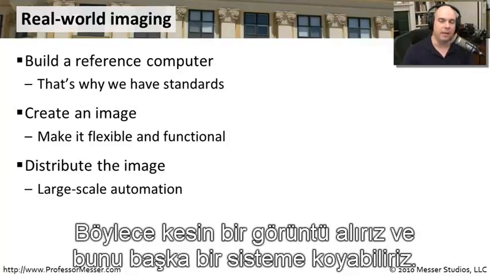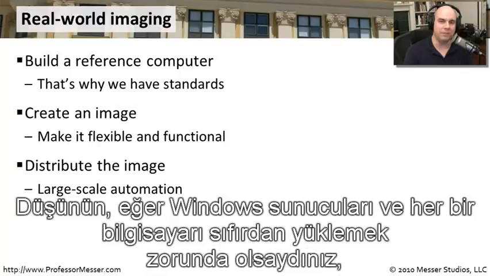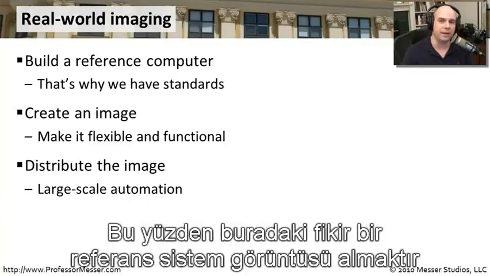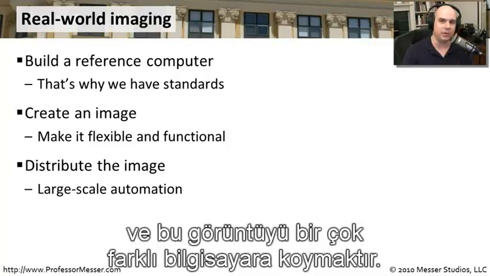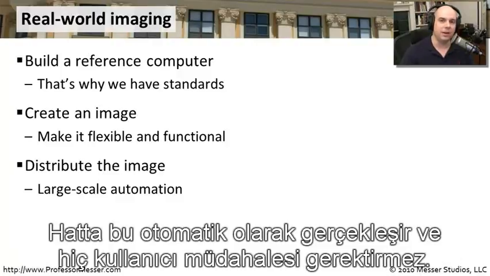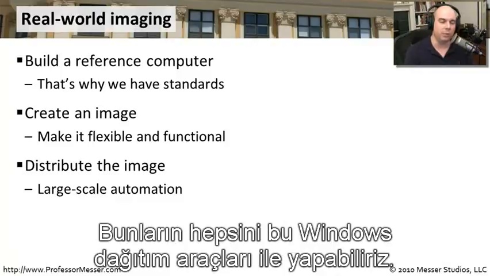on another system. Imagine if you had to install Windows 7 from scratch on every single computer, especially if you're in a very large organization. That could take a lot of time. So the idea is to create what we call a reference image, one that would be good to put on many different systems, and take a snapshot of it and then deploy it automatically to hundreds or thousands of other computers out there in the field, even automatically, very hands-off. We can do all of that with these Windows 7 deployment tools.